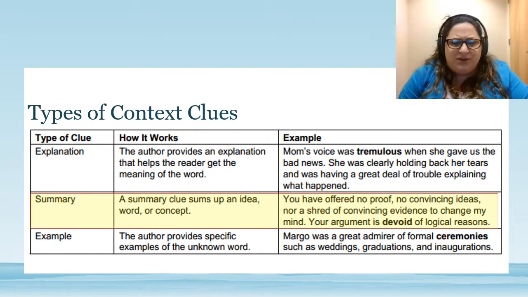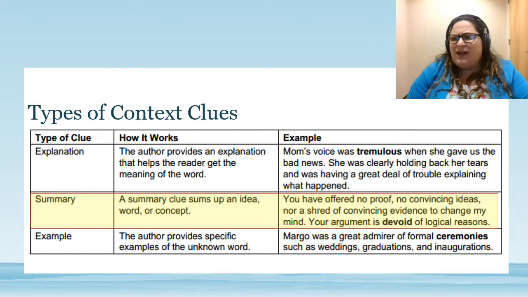The summary type clue. It sums up an idea, word, or concept. For example, you have offered no proof, no convincing ideas, nor a shred of convincing evidence to change my mind. Your argument is devoid of logical reasons. So they sort of summarize what devoid means. You have no proof, no ideas, no evidence. If you don't have anything to support something, it means it's lacking logical reasons. So we know that devoid might mean a lack of something.